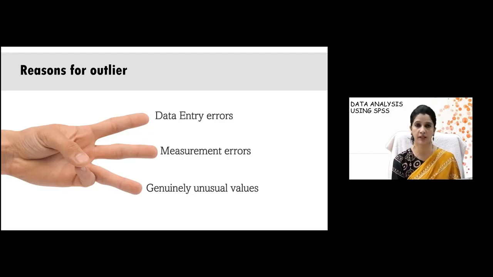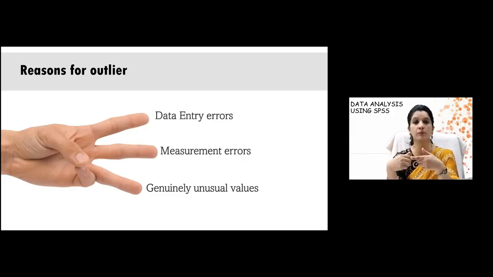Now there are various options we'll discuss. There are basically 3 reasons for an outlier. There could be a data entry error, like while entering the data manually, if you have given your data sheet to someone to enter, or even if it is on a tab, someone has by mistake entered it abnormally high or abnormally low. So that could be one reason.